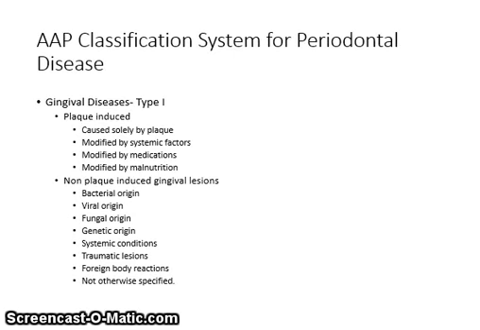Type 1 includes gingival diseases that are either plaque-induced or non-plaque-induced. The plaque-induced include those caused solely by plaque, modified by systemic factors, modified by medications, modified by malnutrition. The non-plaque-induced include those of bacterial origin, of viral origin, of fungal origin, of genetic origin, modified by systemic conditions, traumatic lesions, foreign body reactions, and not otherwise specified.